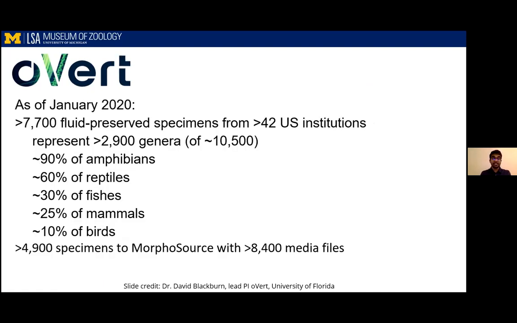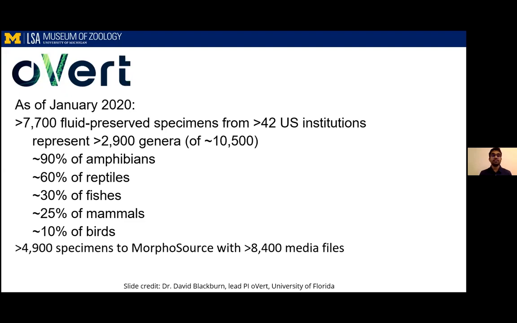And as of January 2020, we've actually scanned about 7,700 fluid preserved specimens from about 42 US institutions. So we are actually pulling specimens from institutions outside of just those that are funded. And although 7,700 may not seem like a lot of the 20,000 goal, when you break it down, you'll see it's actually quite a big accomplishment in that almost 90% of all amphibians have been scanned, 60% of reptiles, 30% of fishes, 25% of mammals, and 10% of birds.